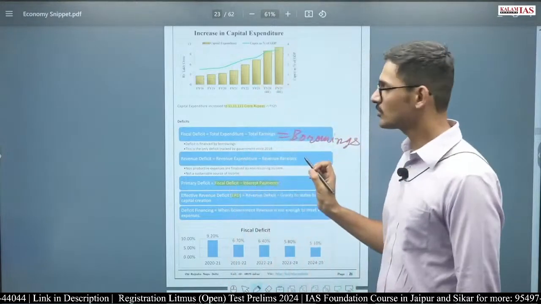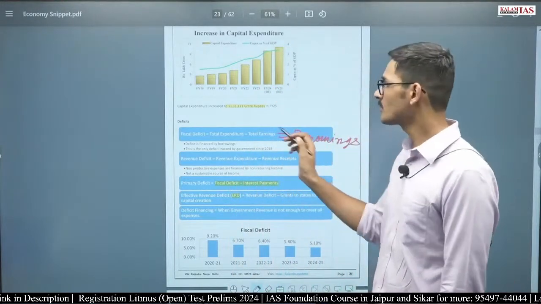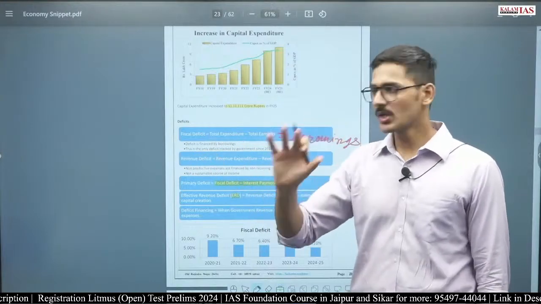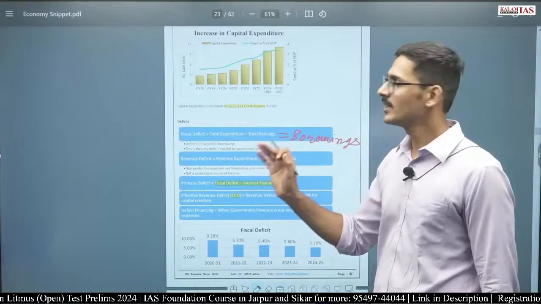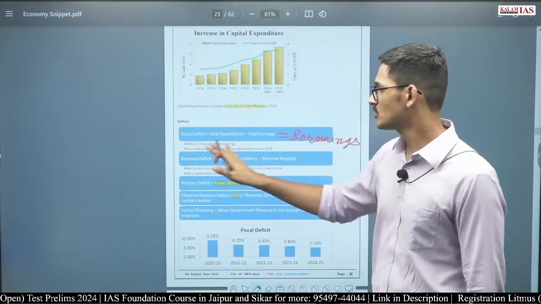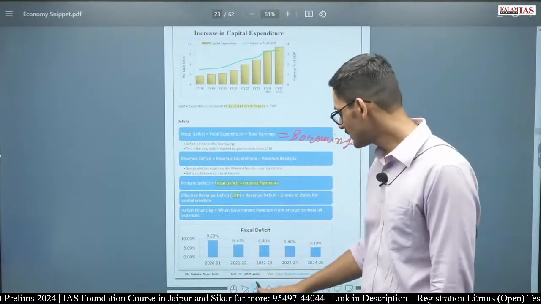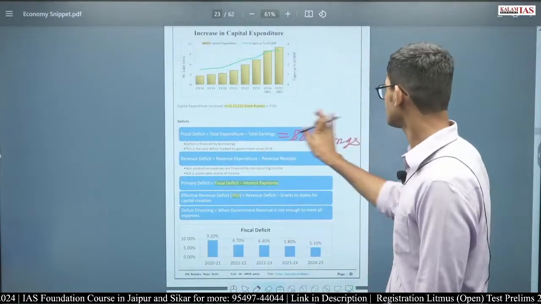Fiscal deficit is also equal to borrowings. Fiscal deficit is equal to total expenditure minus total earnings except loans, and it is also equal to borrowings. So the deficit is financed by borrowings. That is why it is equal to borrowings.